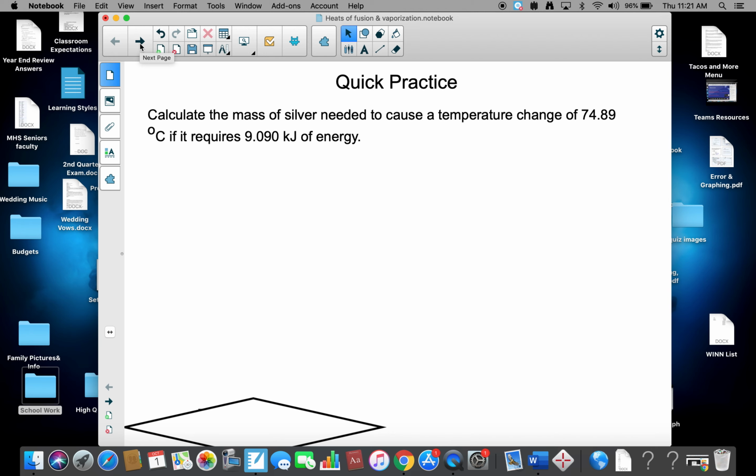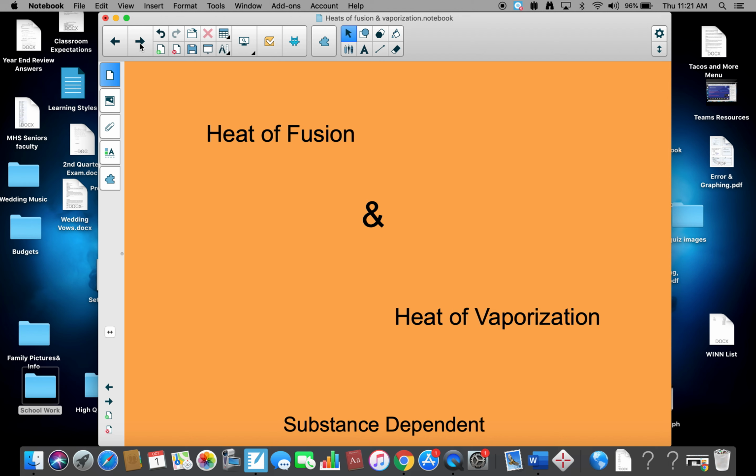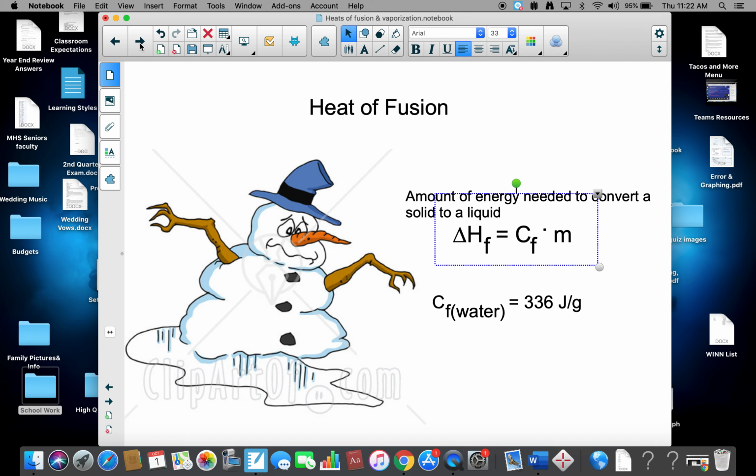All right. Now, today we're looking at heat of fusion and heat of vaporization. Both of these are substance dependent. Like specific heat, that means it depends on what it is, the values change. Look at the first one. Heat of fusion is the amount of energy needed to convert a solid to a liquid. And the equation there is delta H_f equals C_f times m, and since it's substance dependent, the only thing you have to know is C_f of water, which is 336 joules per gram.